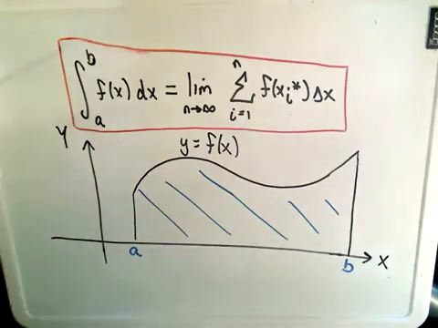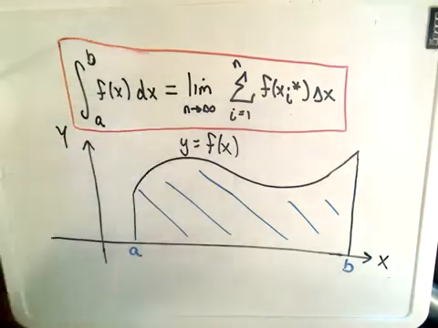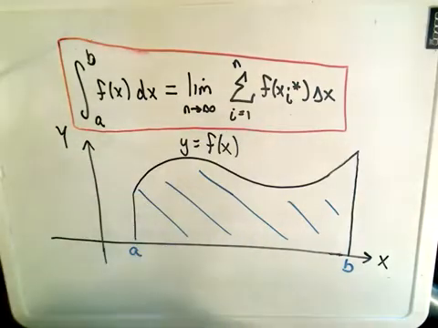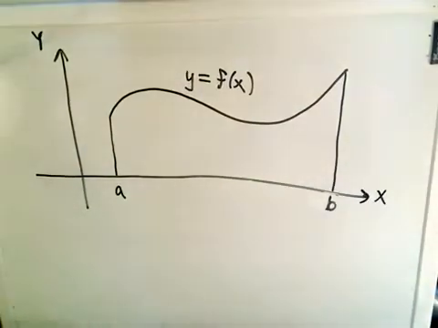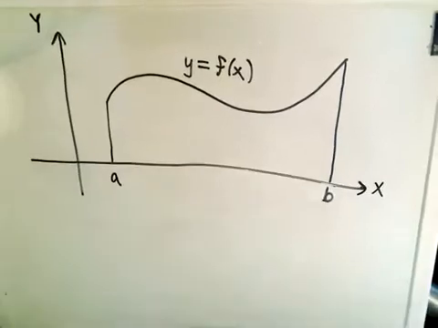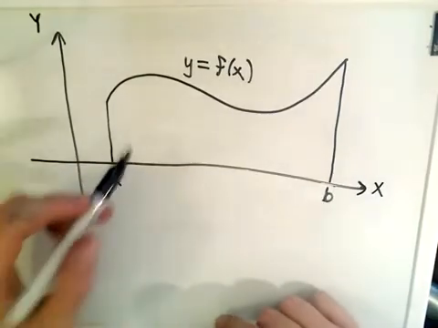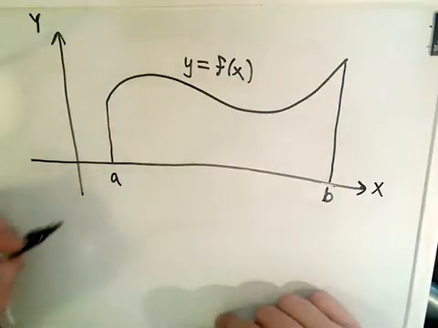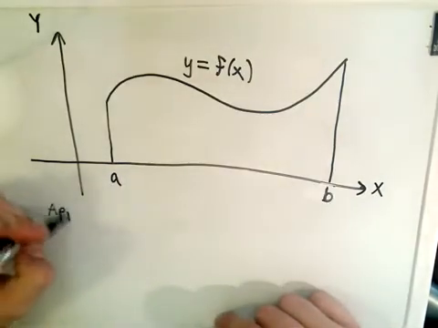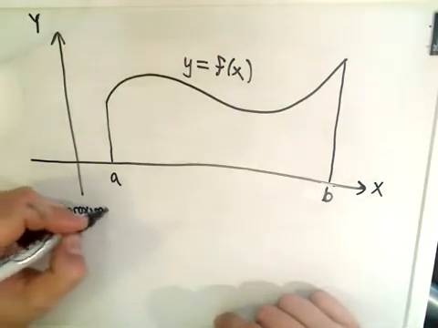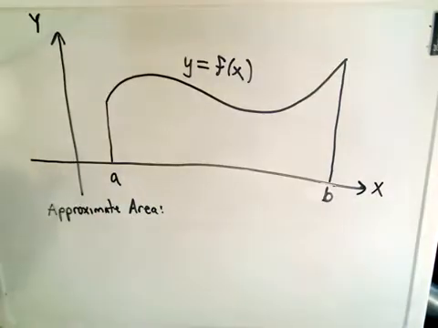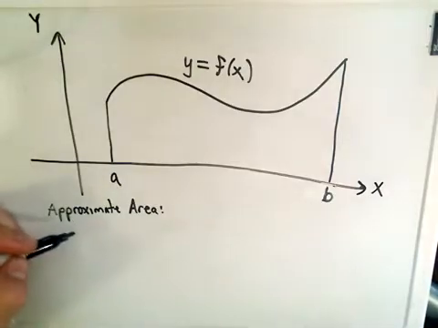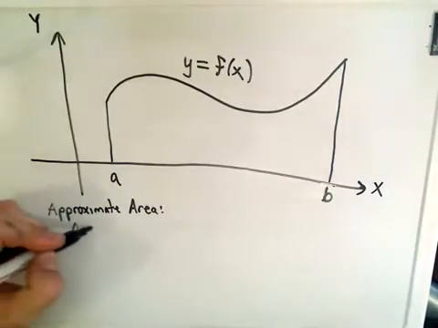So let's talk about where the definition on the right-hand side comes from. Here's my graph of f of x between a and b. What we're first going to do, instead of actually calculating the area directly, is approximate the area. And this is the whole basic idea with integration in general: you do an approximation that's easy to do, and you use that approximation to eventually come up with the actual value.